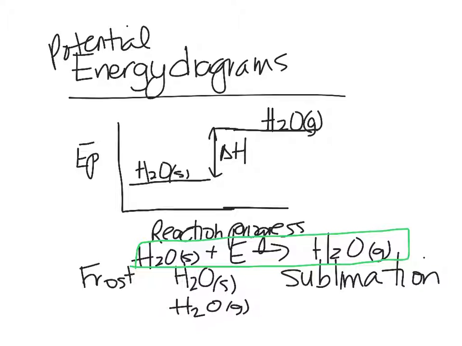Because it actually looks like a step. You're going up stairs when you're putting energy in. So anytime you have an endothermic reaction, you're going to have a potential energy diagram that looks like that.